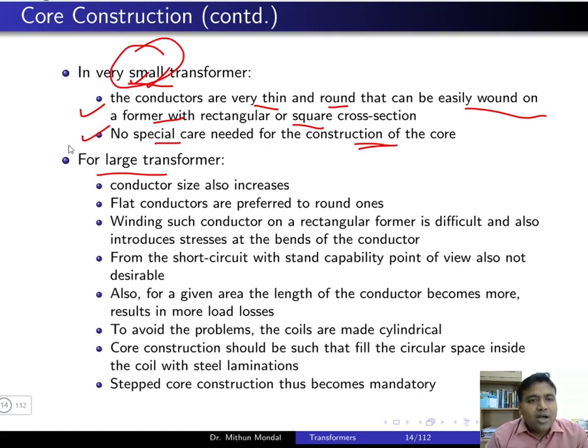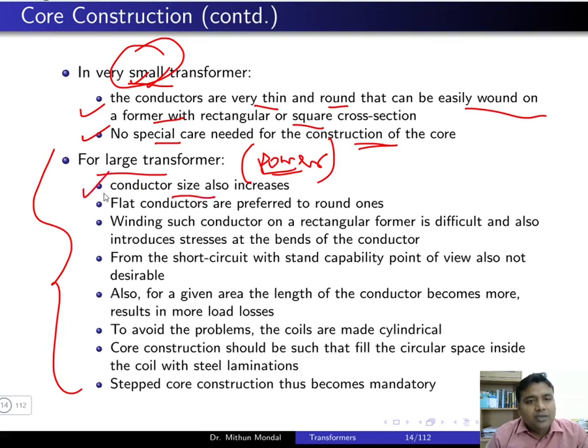Whereas no special care is needed for the construction of the core because the transformer is small. However, if you go for the power transformer, the transformer will be very big in nature, and the conductor size will also be very big and increase. So flat conductors are preferred over the round one. So in the small transformer, we are using a round conductor, whereas in the large transformer flat conductors are used.